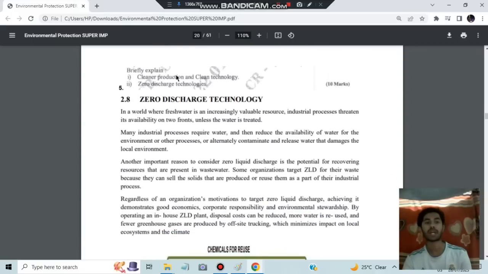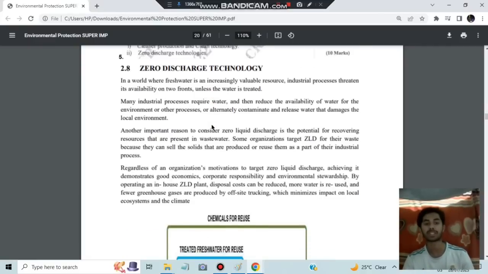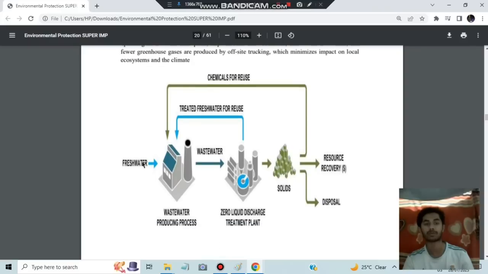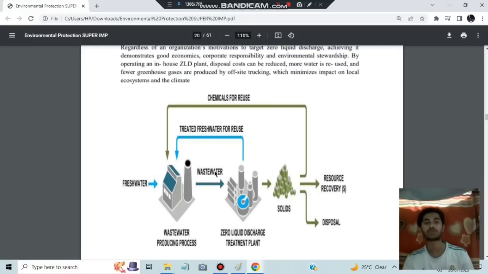Next, we have cleaner production and clean technologies, zero discharge technologies. What do these terms mean? Zero discharge technology: whatever you are discharging should be completely well maintained and kept somewhere which will not harm the environment. That is called zero discharge technology. Whatever chemicals are discharged, fresh water, wastewater, solids, are recovered for reuse or disposed of in a proper manner. Or again, you will be using it for reuse and doing the same thing. Okay, so that is what is called zero discharge.